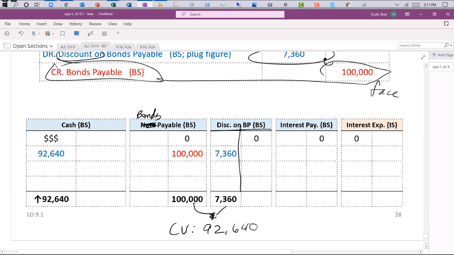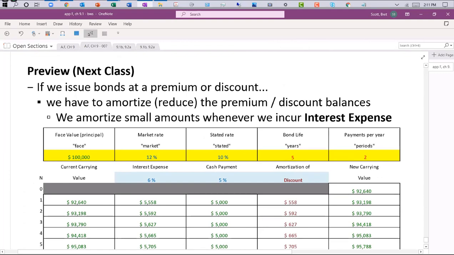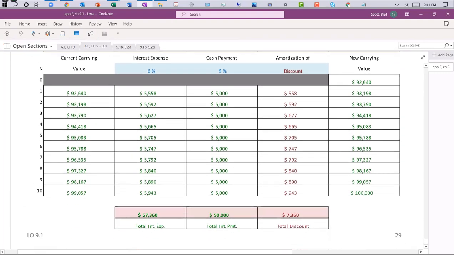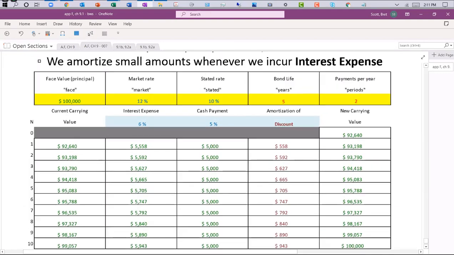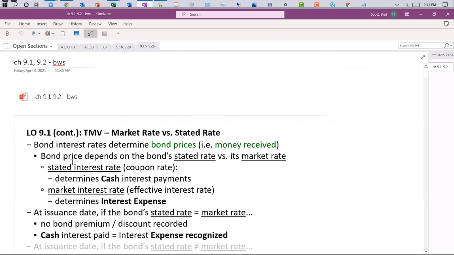Carrying value is what we report. We keep track of the different amounts in separate accounts. Primarily, we leave the bonds payable T account alone. We don't really change this account. It's only the discount or premium accounts that we have to adjust over time. So this leads me into what I was going to get into next, this amortization schedule. So let me move into today's topic.